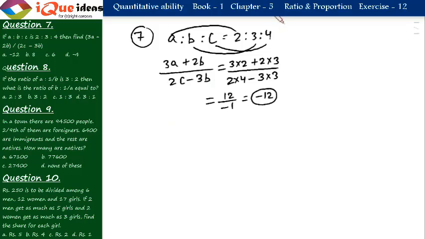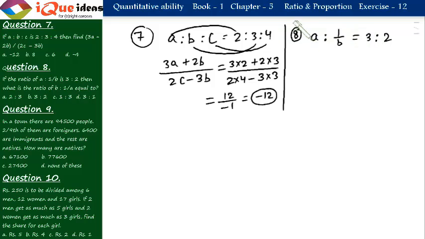Question number 8 says that if A is to 1 by B is equal to 3 is to 2, then what is the value of B is to 1 by A? Now here what you need to do first is, remember, if you inverse both of them, then you can find the answer, otherwise you cannot. Let's do one thing, let's inverse both of them.